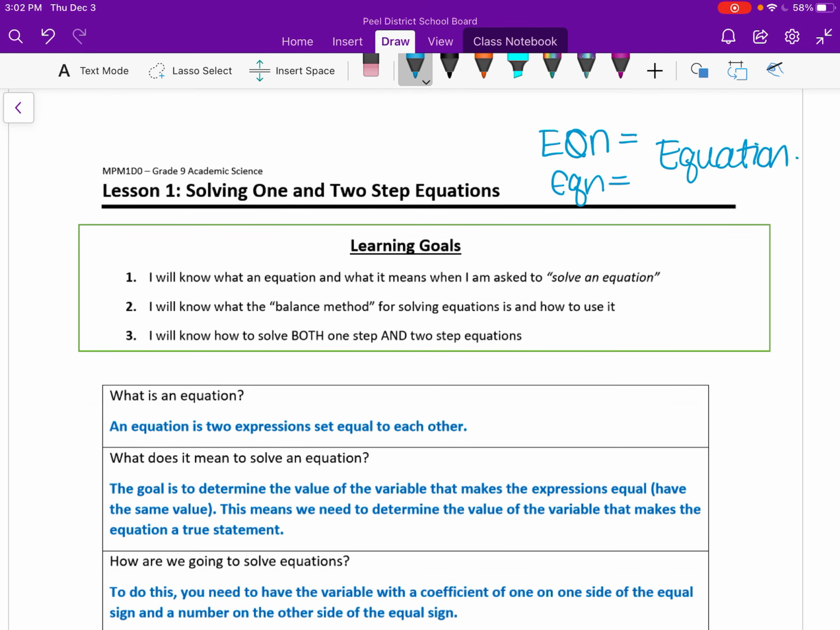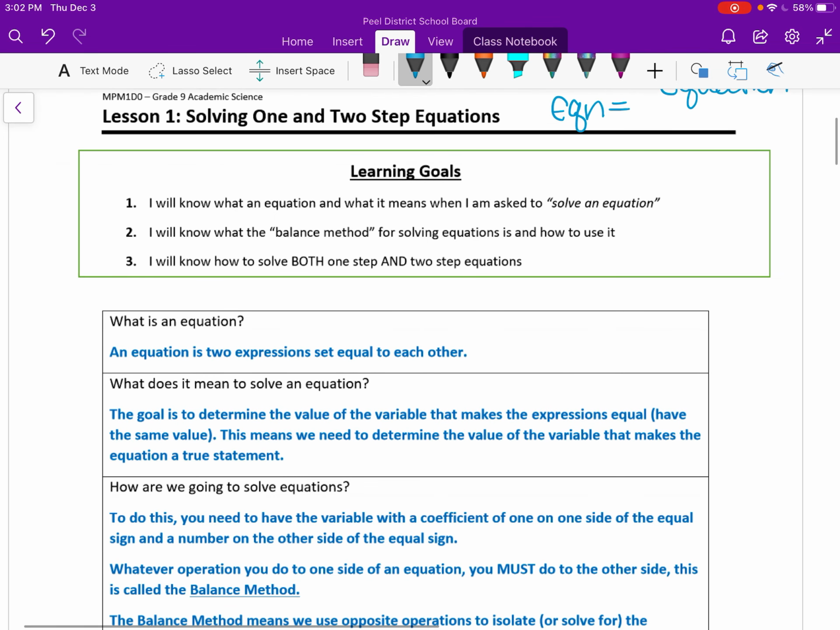So with that being said, we're just going to move on. One thing I really want you to take away from this lesson is to know the difference between an equation and an expression, because they're not the same.